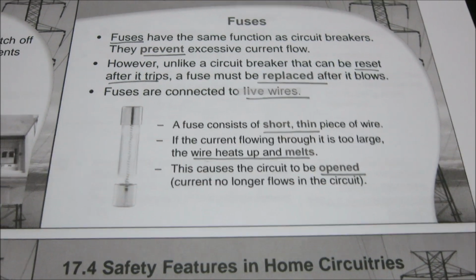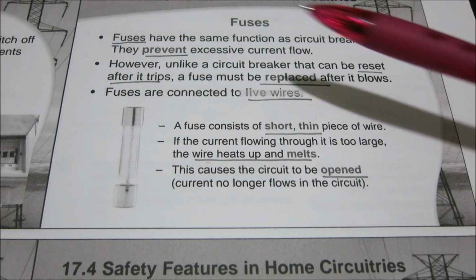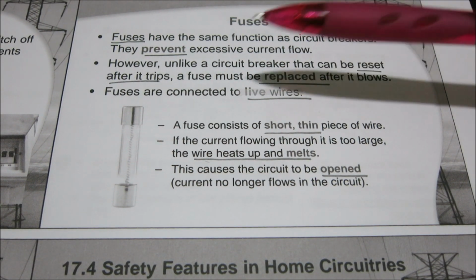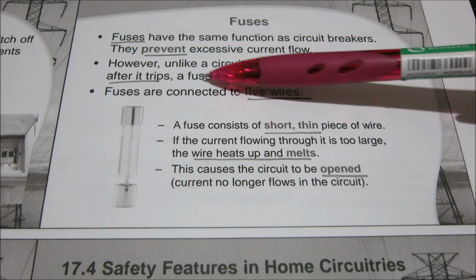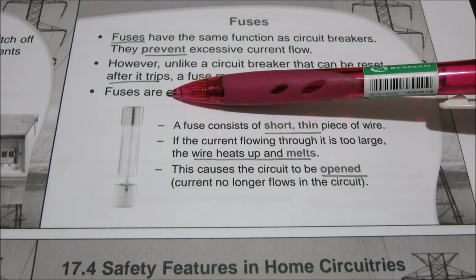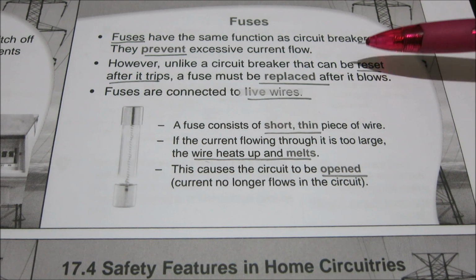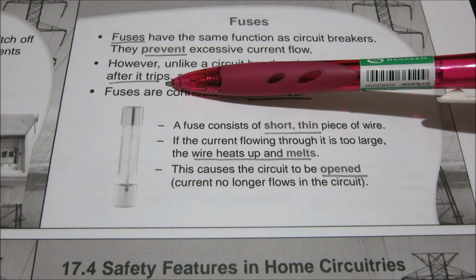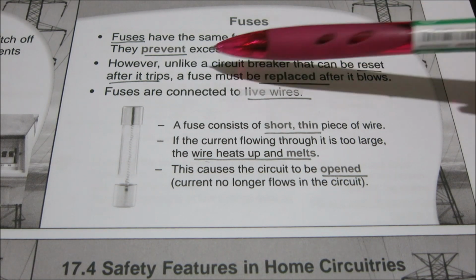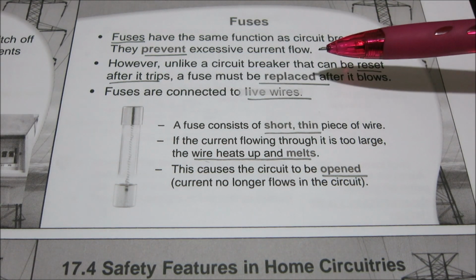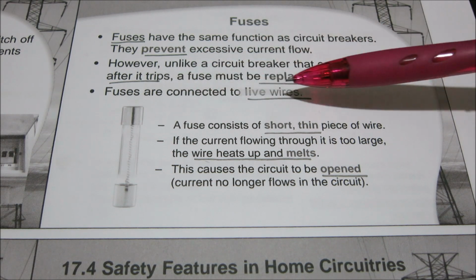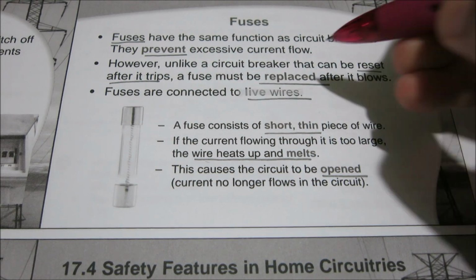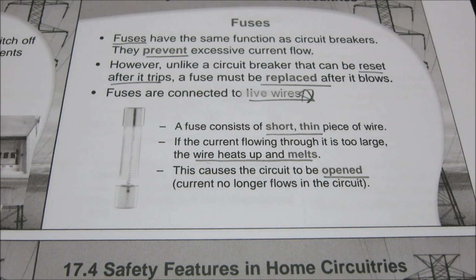Fuses. Fuses have the same function as circuit breakers. They also prevent excessive current from flowing through. Circuit breakers can be reset after they trip, which means all you need to do is find whatever caused the trip. It could be equipment, it could be a surge of electricity. Then you can just flip the circuit breaker and your power is back on. But for a fuse, you must replace it. Fuses are also connected to the live wire. Again, we'll discuss this a little bit later.